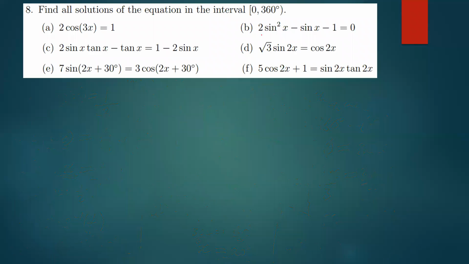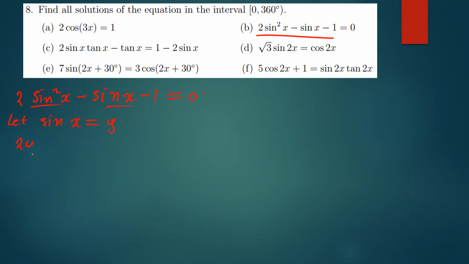All right, so part B, which is 2 sine squared x minus sine x minus 1 is equal to 0. We've been asked to find all the solutions for this equation. Remember what I told you, the easiest way to solve such an equation, because it's in the format of a quadratic equation, is to let sine x be equal to a variable. Let's use y.